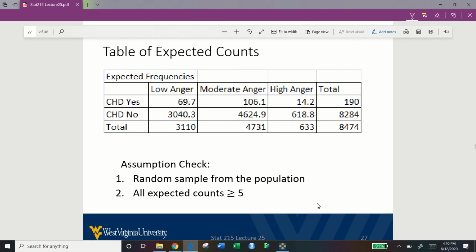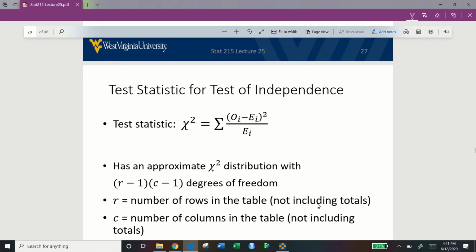At this point, let's take a look at our expected frequencies table. Let us assume that we've gone through and calculated all the expected counts. We can see this in the table. Now we can check our assumptions. First, we need to have a random sample from the population. And second, all our expected counts need to be greater than or equal to 5. As our lowest expected count is 14.2, I would say we've met all of our assumptions. So we can go ahead and use the chi-square test.